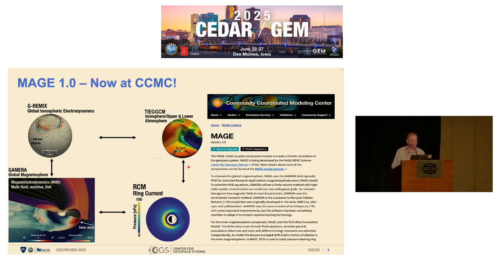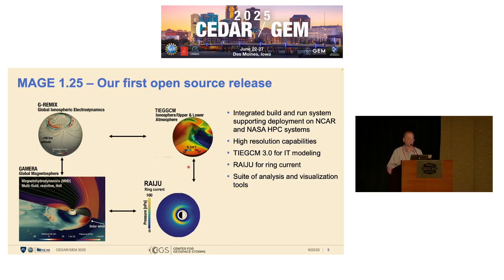So what we are releasing as the open source model, and I'm going to spend the vast majority of the rest of this presentation talking about, is what we're calling Mage version 1.25. And for 1.25, what we've done, or what I should say Anthony and Kareem have done, is developed a new inner magnetosphere model. They're calling it RIGU.